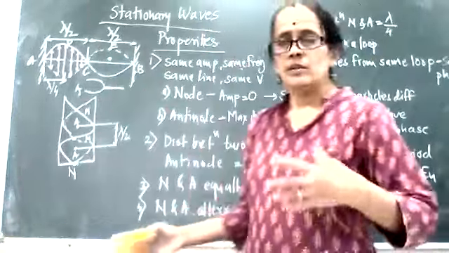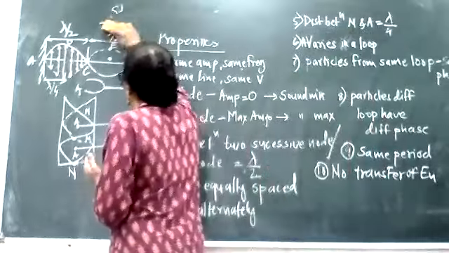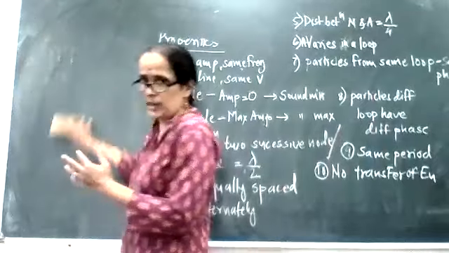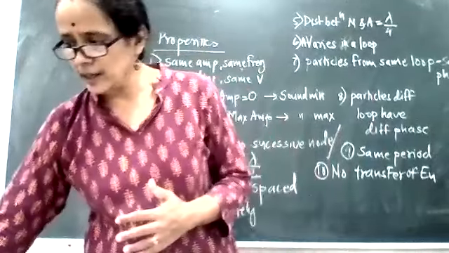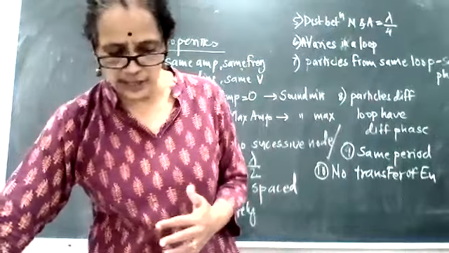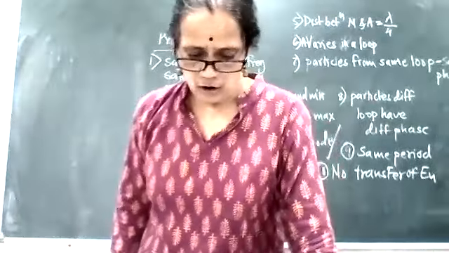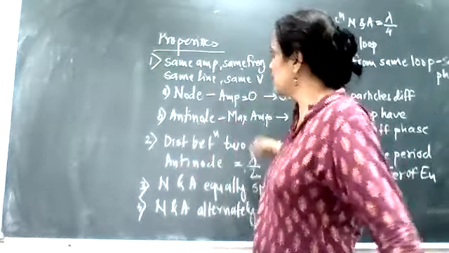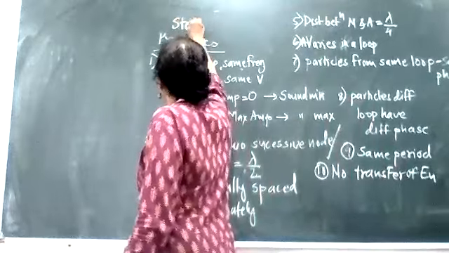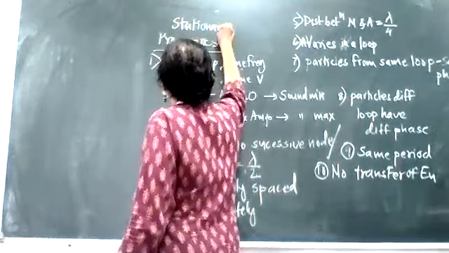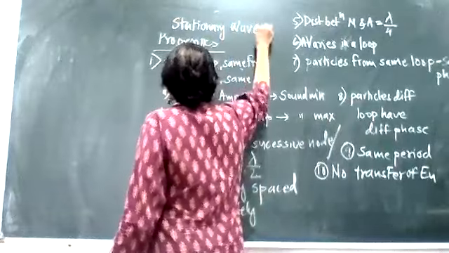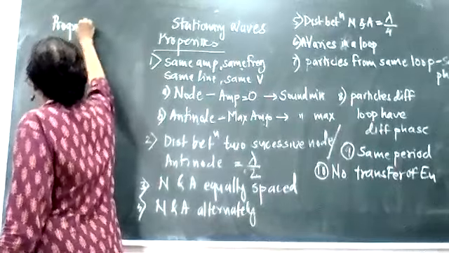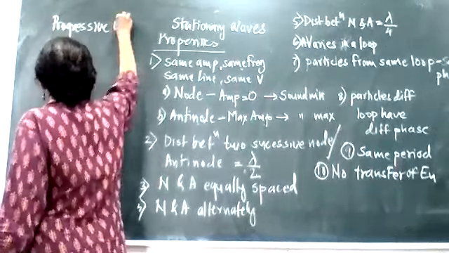Now, we have already studied in the starting part of this chapter that there is a progressive wave also, right? So now I can distinguish between progressive wave and stationary wave. We have already studied the properties of stationary waves. So these are all the properties of stationary waves, and now using those properties, I can distinguish between progressive wave and stationary wave.